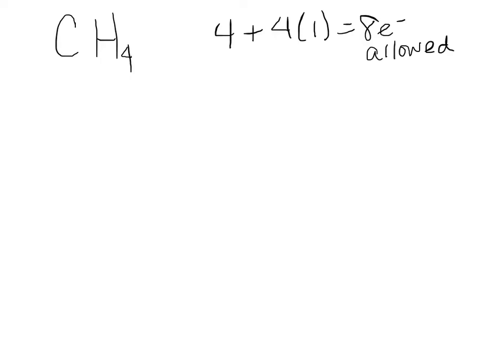All right, so we first need to figure out how many valence electrons there are in this structure. Carbon has 4, and each hydrogen has 1 valence electron. Since there are 4 hydrogens, there will be 8 electrons allowed total in the structure. Now we're going to arrange it. We're going to put carbon in the center, and we're going to connect 4 hydrogens to this compound.